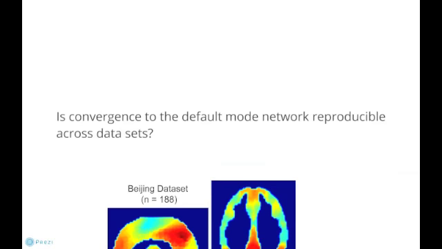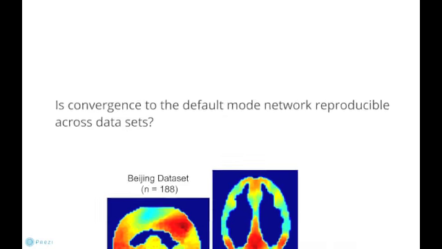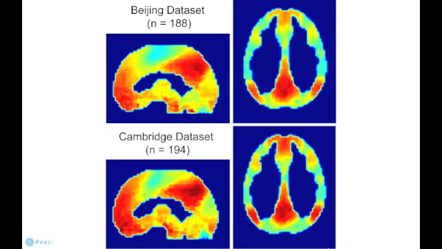We need to know, though, whether the convergence to the default mode network is an artifact of averaging all of the brain scans or whether it's reproducible across datasets. To assess this, we looked at the Beijing dataset and compared it to the Cambridge dataset. And in both cases, we saw clear, robust convergence to the default mode network.